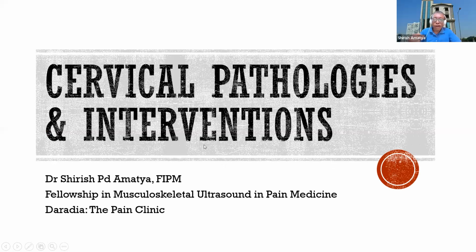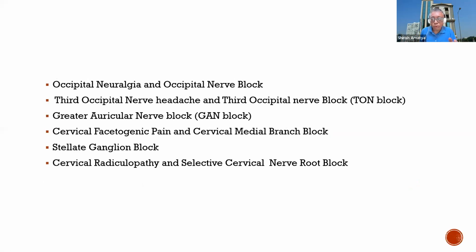Okay. Good afternoon, everybody. After a nice long class of cervical ultrasound, we'll be discussing some cervical pathologies and interventions. Most of the chapters are covered by sir, such as medial branch block, how to go for greater occipital nerve blocks, and the stellate ganglion block. We'll be revising, and we'll also be talking about when to do these blocks. So these are the topics we'll be talking about today: occipital neuralgia and occipital nerve blocks, third occipital nerve headache and its block, greater auricular nerve block, cervical facetogenic pain and medial branch block, stellate ganglion, and cervical radiculopathy along with selective cervical nerve root block.